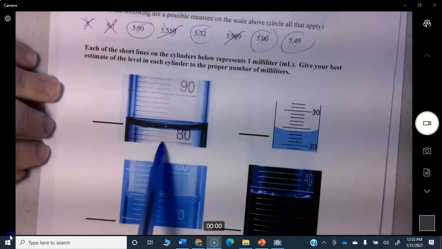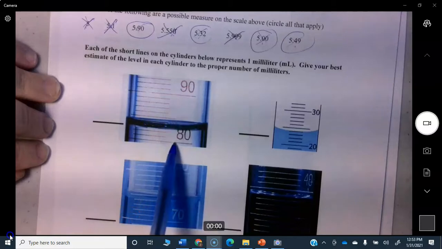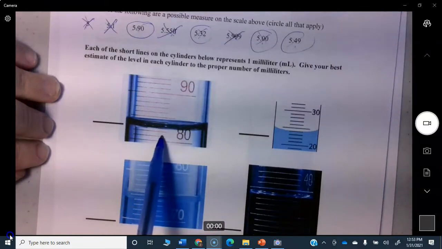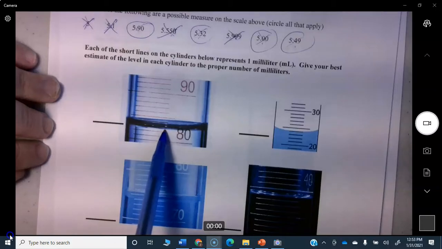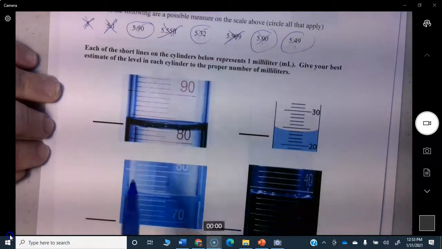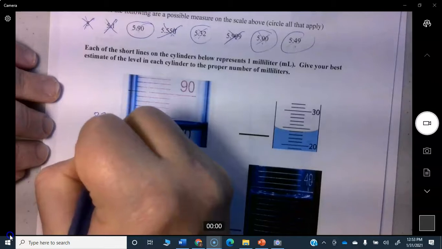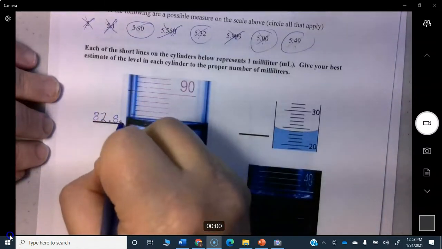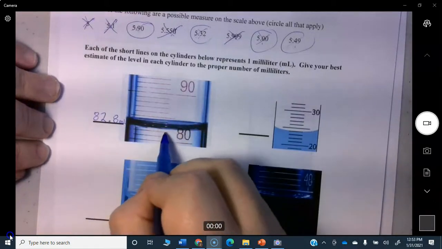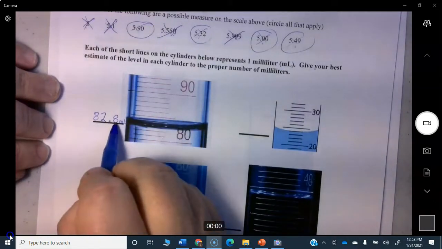Okay, so this one, here's 80, here's 90, and notice the numbers are going up. So this one is above 80, so this is 81. This is 82, and you can see the line there barely, it's 83, but it's not all the way up to that line. So I'm going to estimate that's 82 point, I don't know, you get your best guess. I'm going to say 82.7, maybe 0.8, you give your best guess. So I'm going to call that 82.8. Okay, and the unit of measure is milliliters. So each line is 1 milliliter, and in between is going to be 0.8 milliliters.